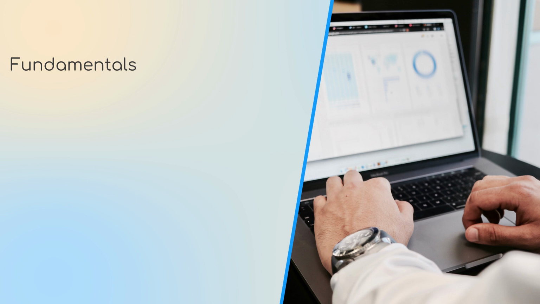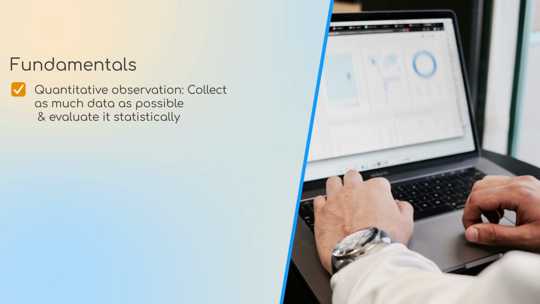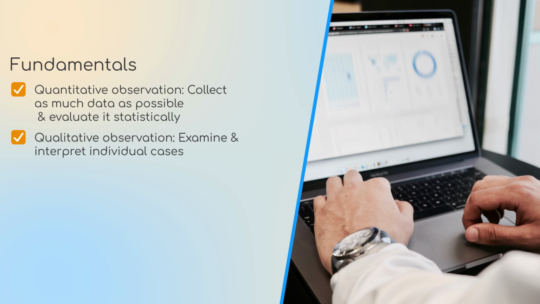Quantitative observations serve to collect as much meaningful data as possible in order to evaluate it statistically afterwards and thereby test a hypothesis. In qualitative observations, on the other hand, individual cases are examined and evaluated based on interpretation in order to form new hypotheses on this basis. What all observations have in common though is that they are documented in descriptive systems.